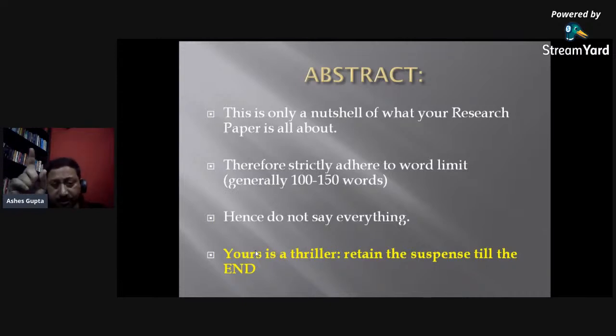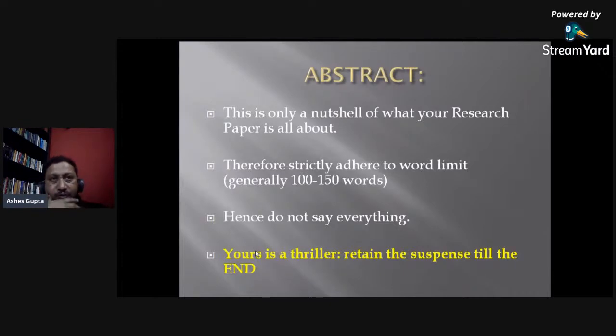Again, keep in mind, do not say everything. Abstract will not say everything. Abstract will not explain the theoretical paradigms. Abstract might only make general statements and refer to a theory. But the case study, the application part of the theory, the praxis of that particular theoretical application will come in the paper, not in the abstract.